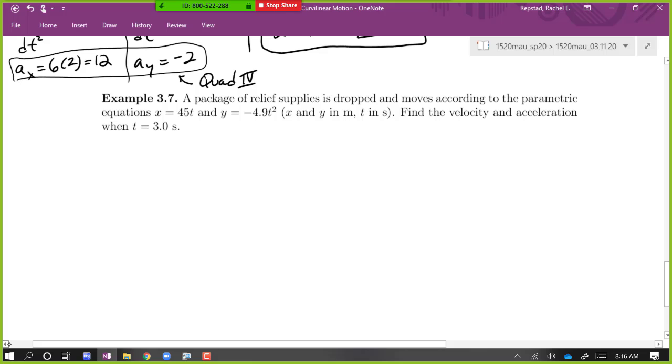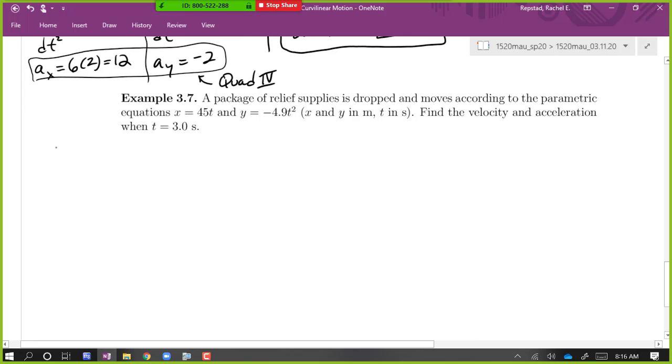So we can start out by getting these components, right? We know the velocity components are given by the first derivative with respect to time, and acceleration is given by the second derivative. So we could start maybe by working with our x function. X is 45t. Let's find our derivatives. dx dt is just 45, and the second derivative of a constant is of course 0.